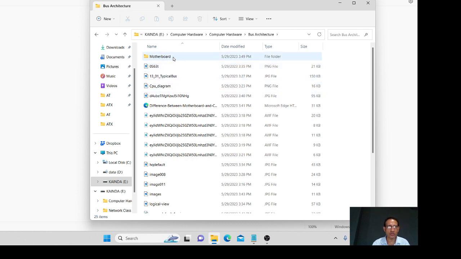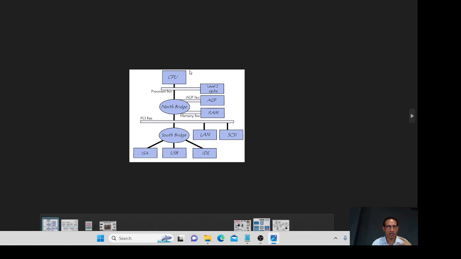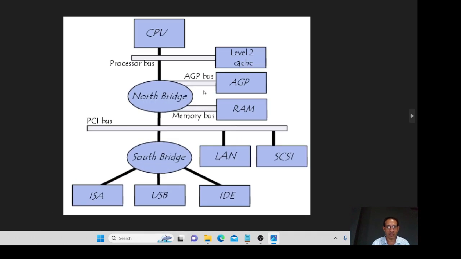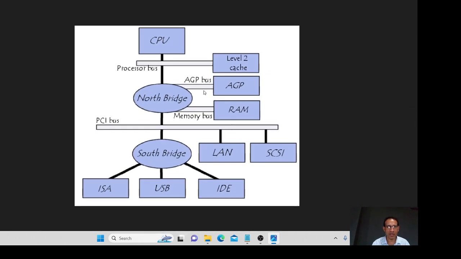I just need to tell you something about the architecture of the motherboard, very briefly. The architecture of the motherboard depends exactly on the chipsets. Here, just to get some idea, the PCI buses are here, the north bridge here, the south bridge here. The north bridge, you know, like the north chipset, north bridge, and the south bridge.